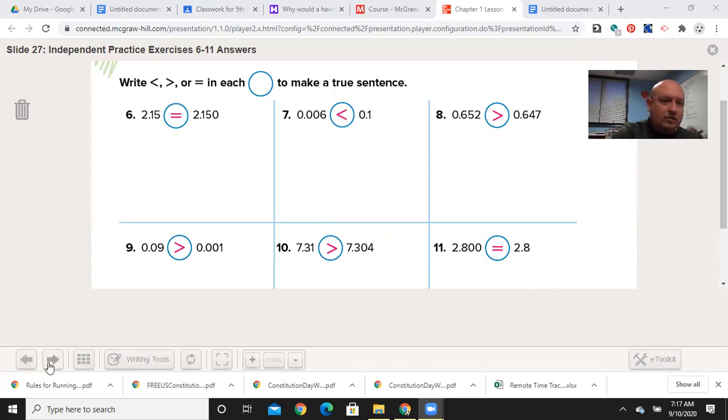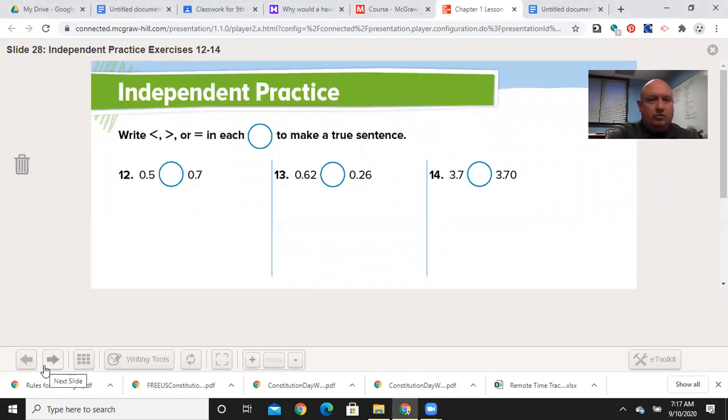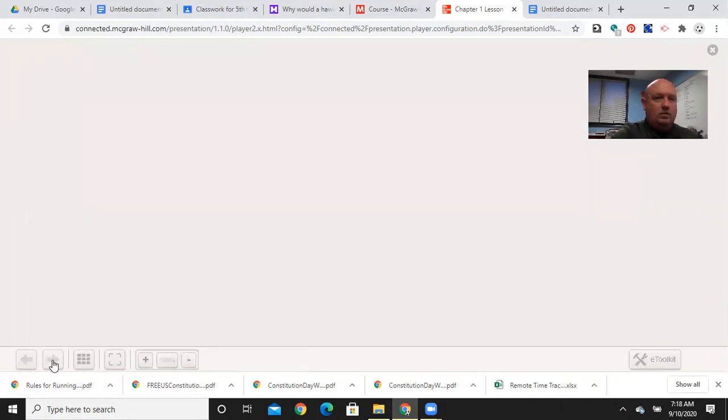Let's go on to 12 to 14. Pause the video, come back when you're ready. You may pause now. Welcome back. See our answers here. 5 is less than 7, so this is less than. 6 is greater than 2, so greater than. And again, if we annex the 0, you would see they have the exact same digits, so that's equal.